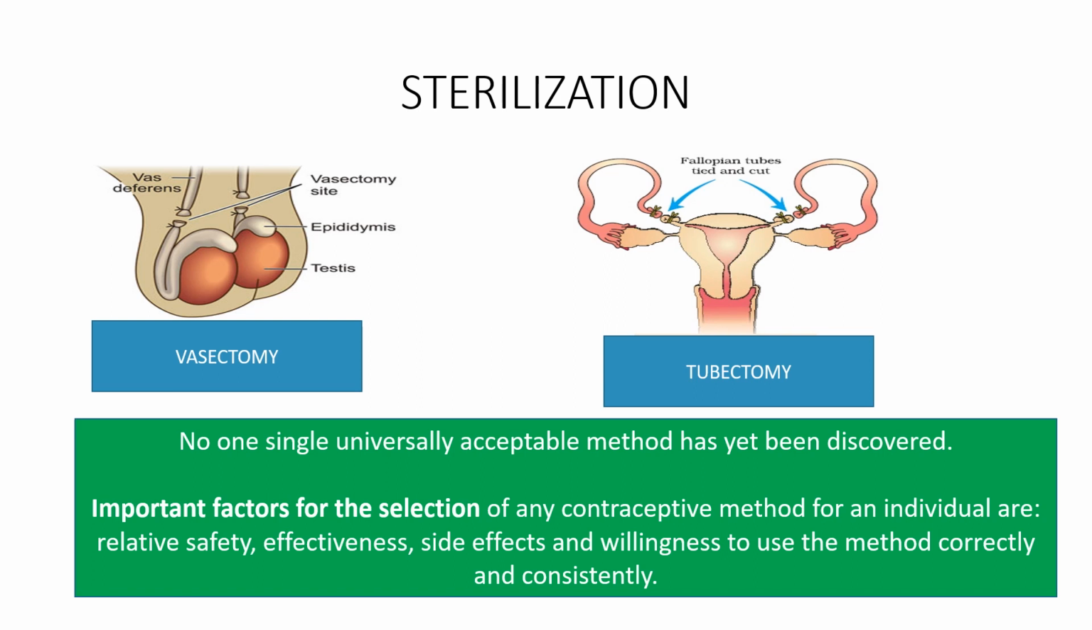No single method is universally acceptable. Important factors for the selection of any of these contraceptive methods for an individual depend upon the relative safety. One may be safe for one person that may not be safe for another. Also effectiveness, side effects, and willingness to use the method correctly and consistently.